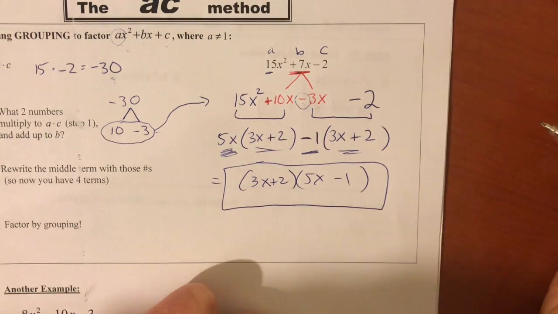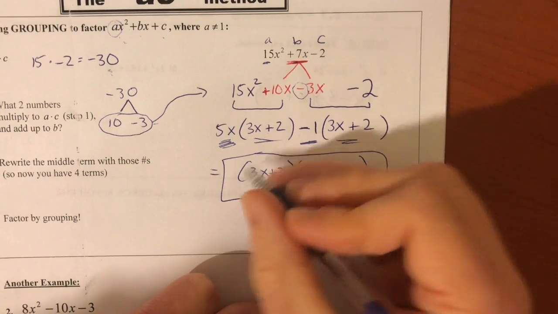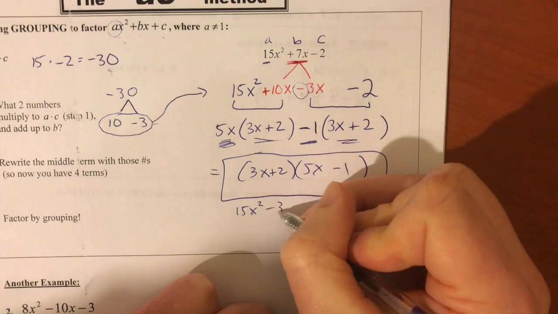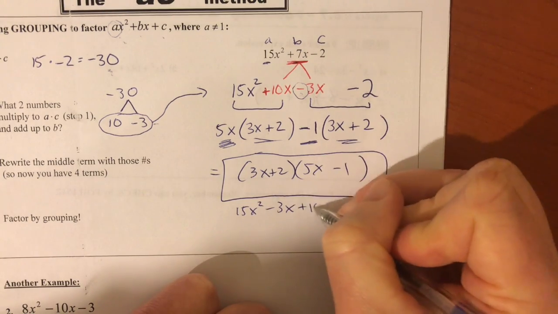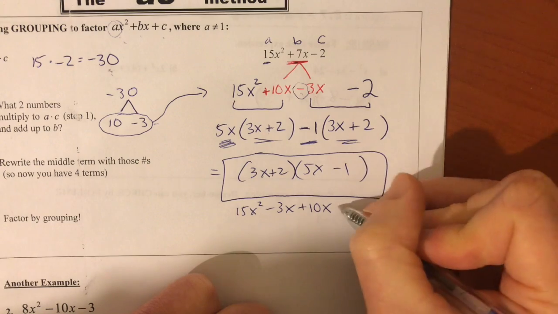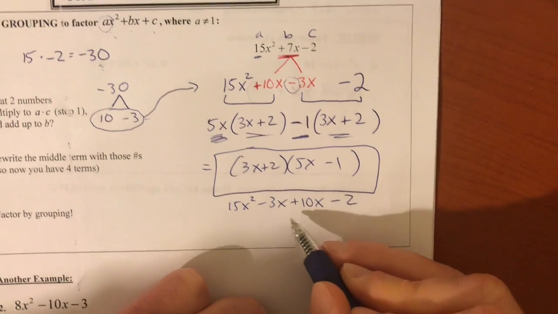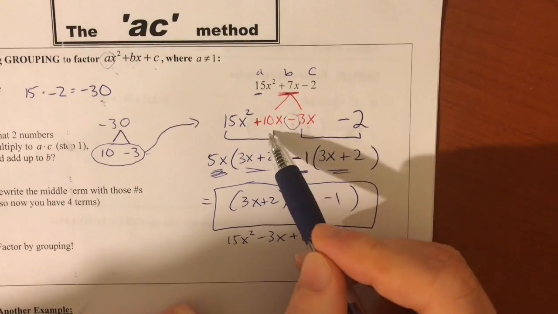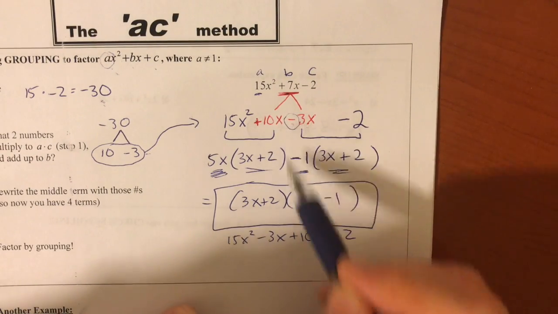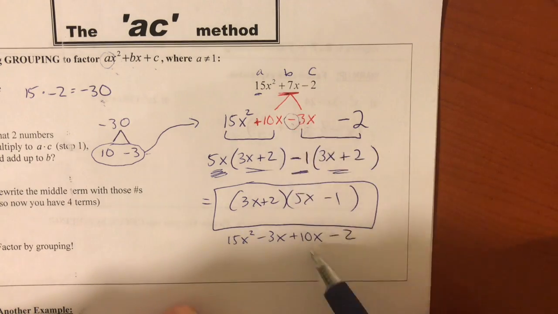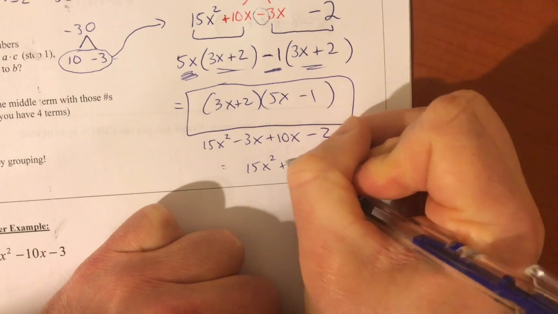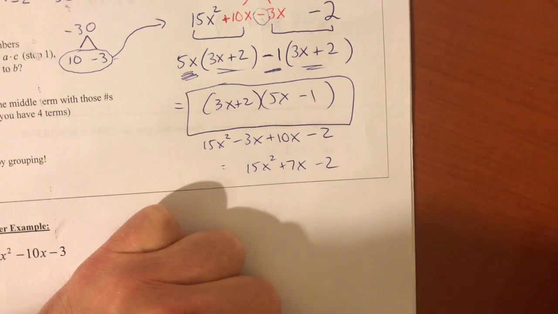Done. How can you check it? By foiling it out. And it doesn't take too long to do that either. Firsts, 15x squared. Outers, negative 3x. Inners, plus 10x. Lasts, negative 2. And you see what I got? Before I even combine those middle terms, it's really just like we got to here in reverse, that 10x and negative 3x. Those were the two magic numbers. And of course that gives you what you started with, so you know you did it right.